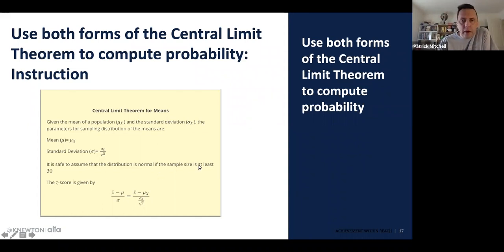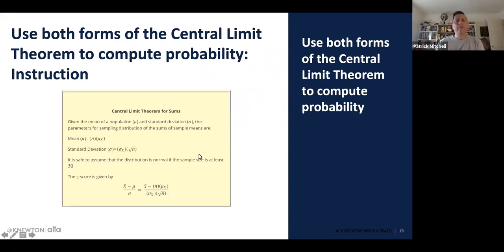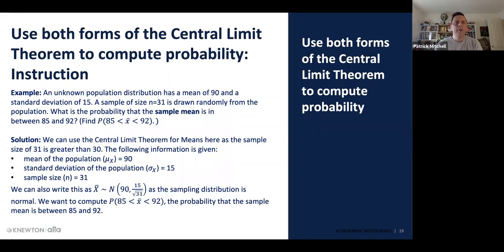And then to use central limit theorem for sums, it's the same idea. The mean of that distribution is n times mu. The standard deviation of that distribution is sigma times the square root of n. Okay, so here's an example.